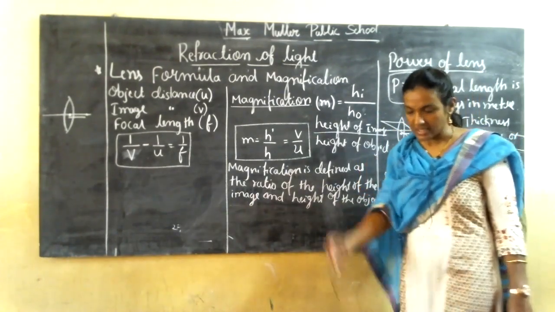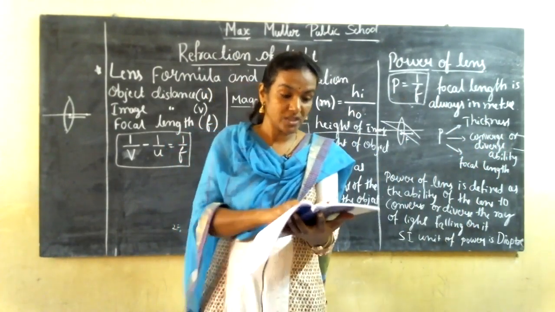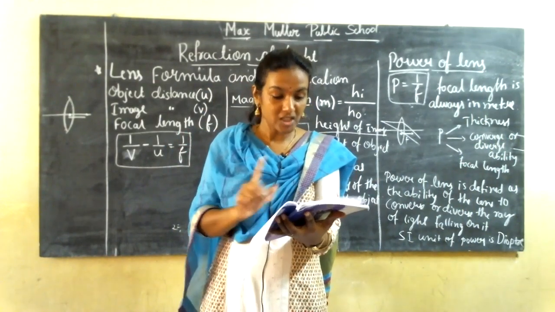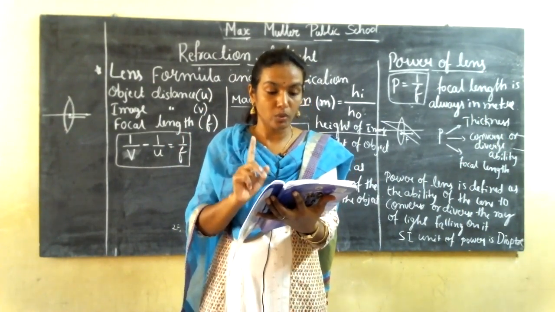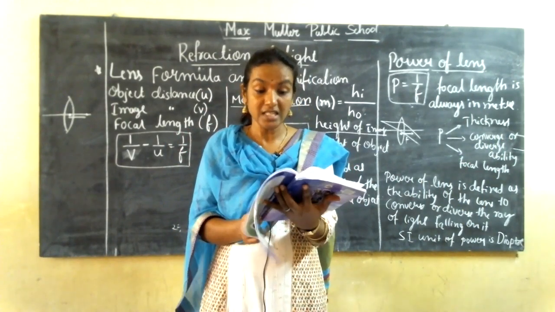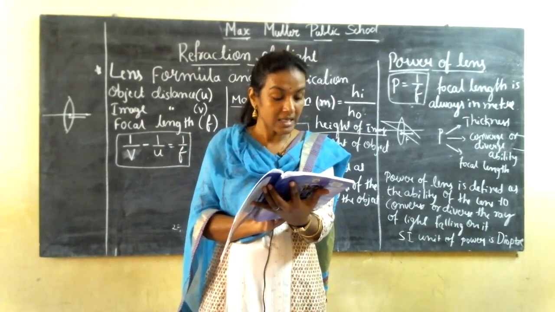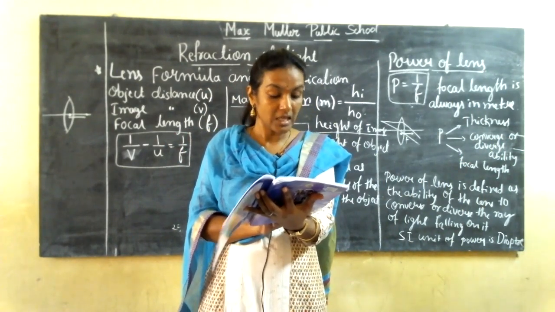Clear, children? I hope all the points I explained are clear. One last thing: I just want to solve one problem which is there in your textbook, so that it is easy for you to solve the problems in the exercise. But I solved this in the PDF also.